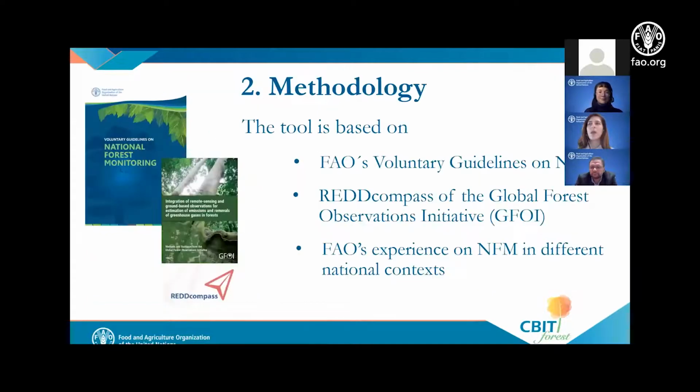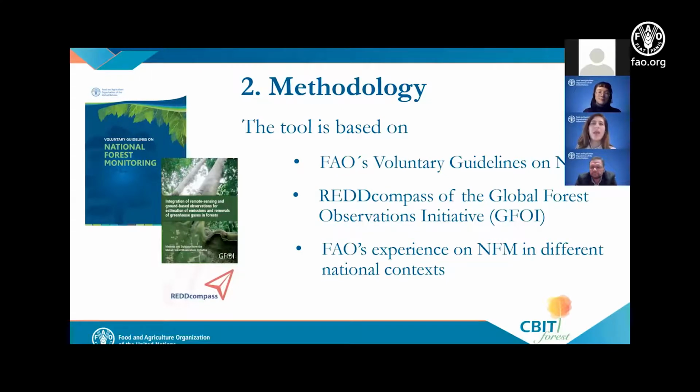As David mentioned in his presentation, the tool is based on the voluntary guidelines on national forest monitoring in combination with resources and materials from the REDD Compass of the Global Forest Observation Initiative, and incorporating the experiences and lessons learned by FAO member countries, projects, and initiatives.